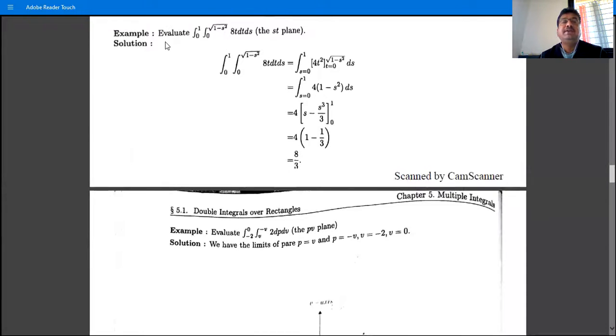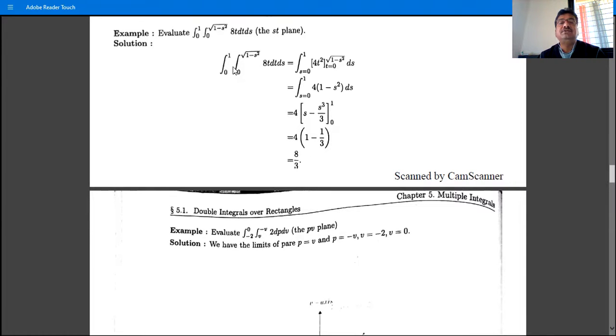Next problem, evaluate the integration from 0 to 1, integration from 0 to root 1 minus s squared, 8 dt ds. So there is the ST plane. For convenience, we can also use the notation x and y instead of s and t, so it is also the xy plane. So replace s by small x and t by small y and consider this problem.